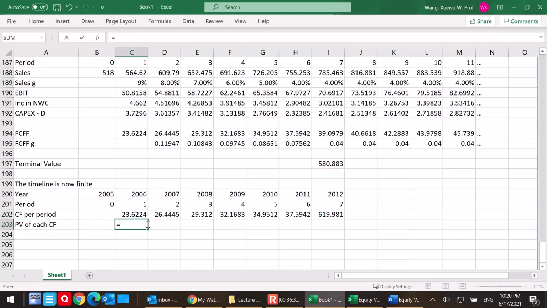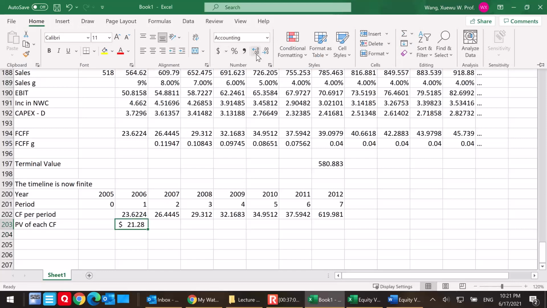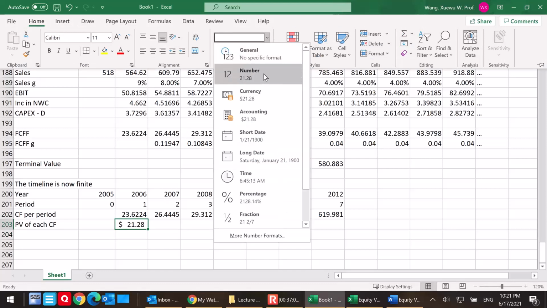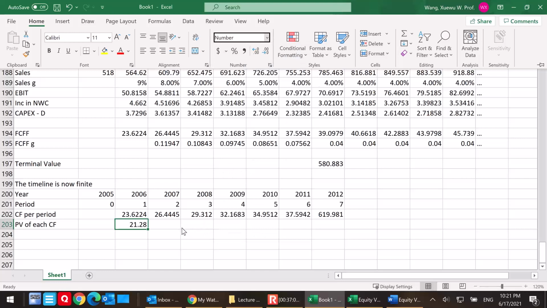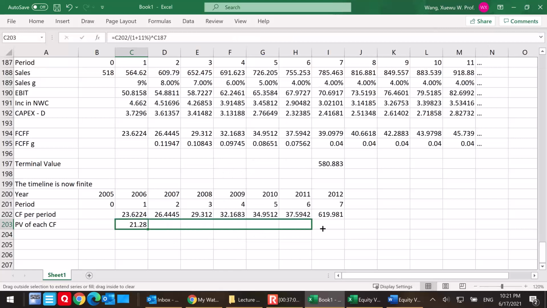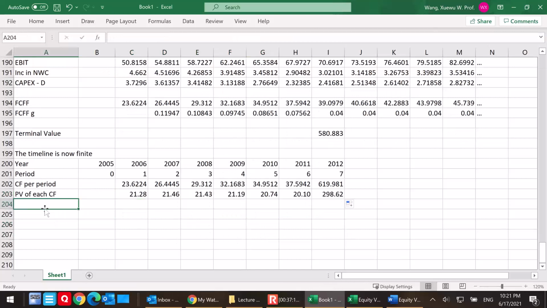Some of you may want to try the NPV function. I'll do that in a second. So, 1 plus the discount rate, which is 11%, raised to the power of 1. So that's going to be the present value of, whoops, why is it giving me a percent sign there? That is 21.28. I don't like the percent sign there, so let me format that into a number, and I don't need the dollar signs. So that's $21.28 million. Now I can copy this across. I get the present value of all the other cash flows.